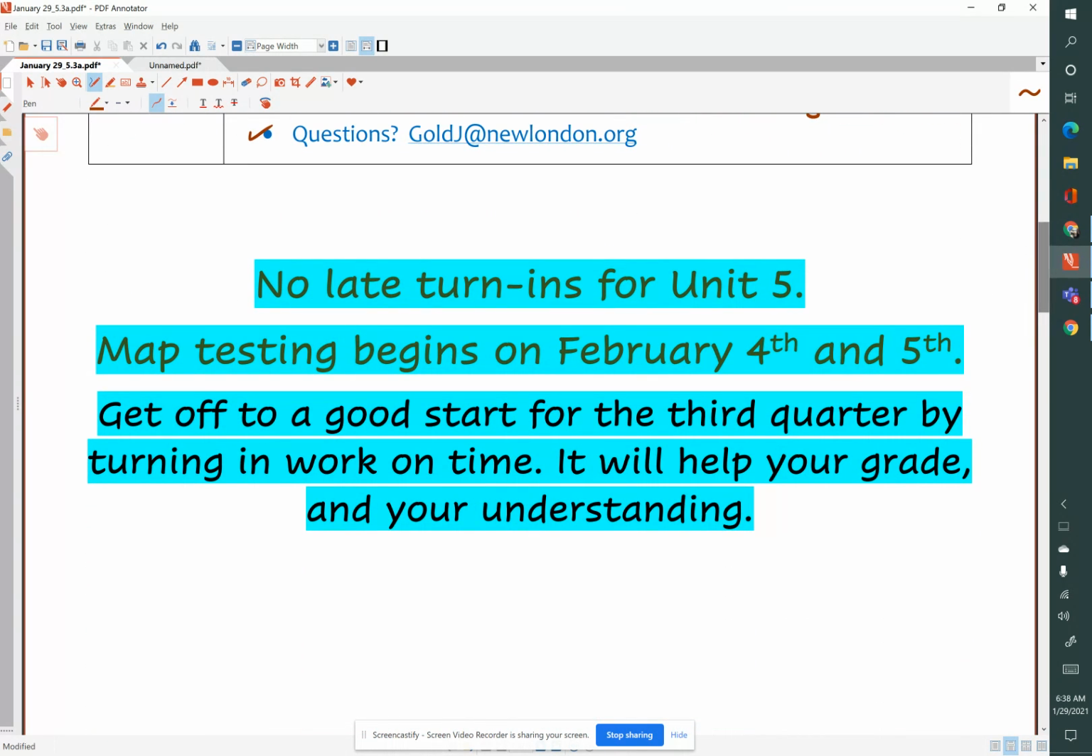So we're not doing late turn-ins. We're practicing turning in our work on time, getting ready for high school. And we are practicing, you have to do this work as it is assigned. If you let it go, you're not going to understand the next skill we do. So let's get third quarter off to a really good start by just continually doing our work as it is assigned so that we don't get behind. Our map testing will be the 4th and the 5th of next week.